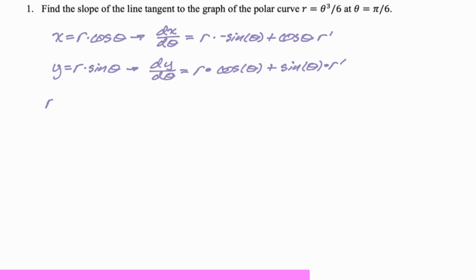Now, I'm going to need to figure out values so that I can just sub into this thing. So r prime, we know is dr d theta. That's just power rule, right? So it's bring the 3 down, subtract 1, so you get 3 theta squared over 6. So theta squared over 2.